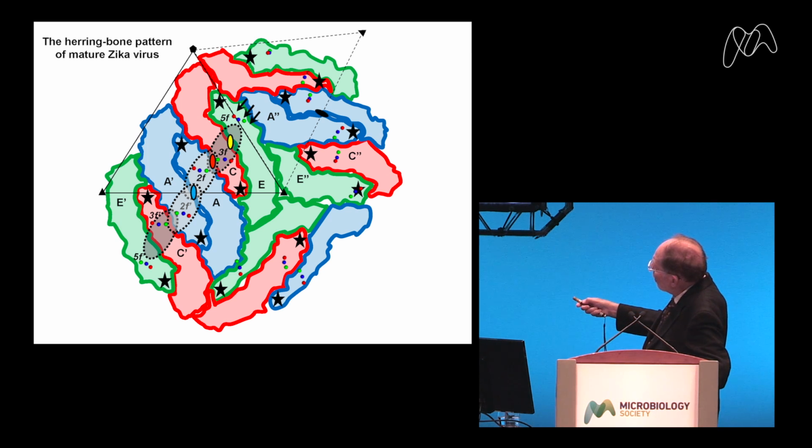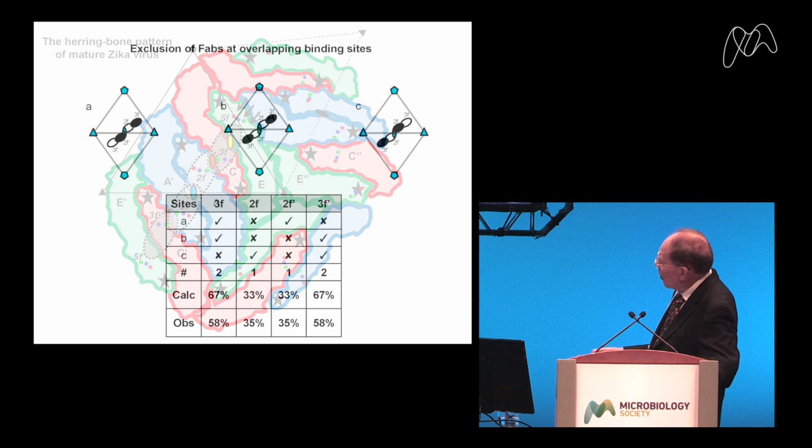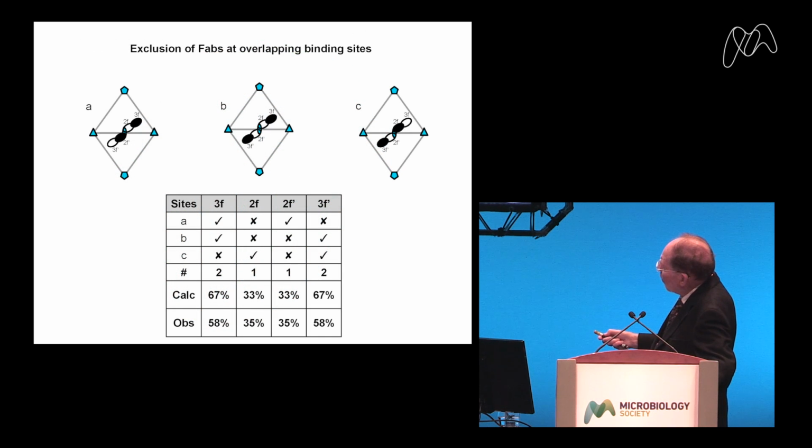And this is the 3F site near the three-fold axis. And these are physically overlapping. So you cannot bind this antibody to all the sites on the virus at the same time. For instance, if something is binding at the 3F site, then you can't bind at the 2F site because they're overlapping. But at the 2F prime site, which is the icosahedrally two-fold related one, you can bind and not there.